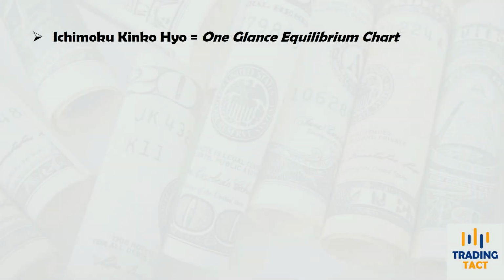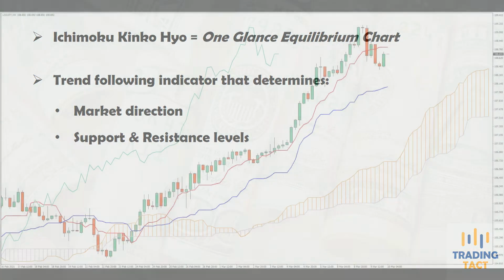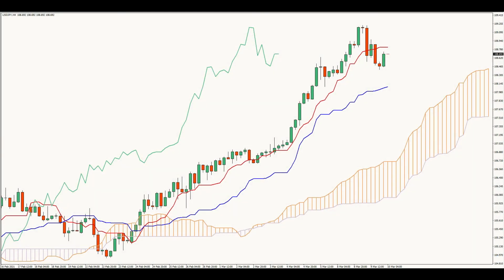The Ichimoku Kinko Hyo, translated to one-glance equilibrium chart, is a popular trend-following indicator. It helps traders quickly discern market direction and support and resistance levels. The Ichimoku is included in MT4 and is plotted here for the 4-hour dollar-yen. It consists of 5 lines, which are meant to be used as a complete system.